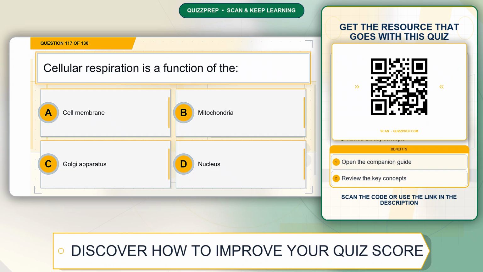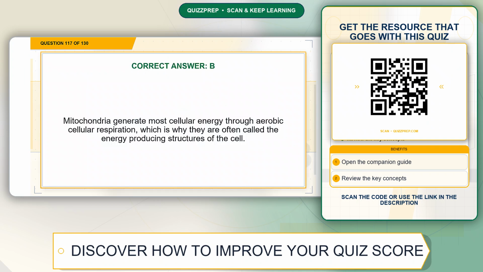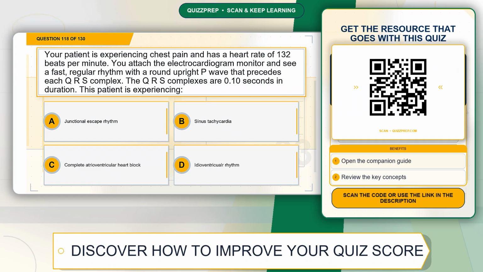Question 117. Cellular respiration is a function of the option A, cell membrane. Option B, mitochondria. Option C, Golgi apparatus. Option D, nucleus. The correct answer is option B, mitochondria. Explanation: mitochondria generate most cellular energy through aerobic cellular respiration, which is why they are often called the energy-producing structures of the cell.